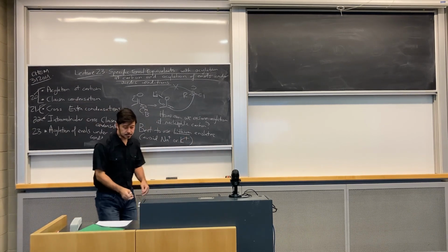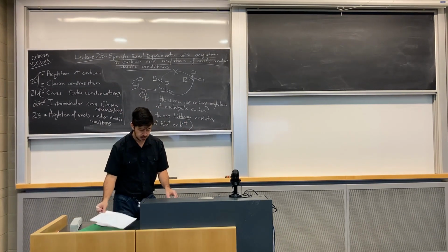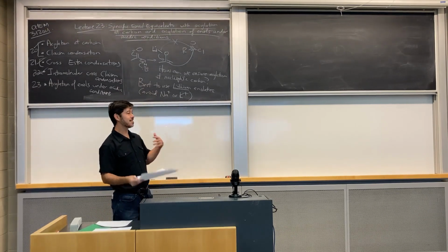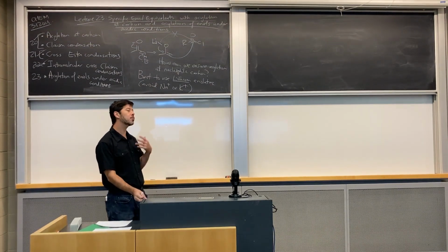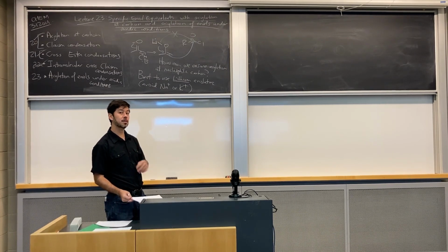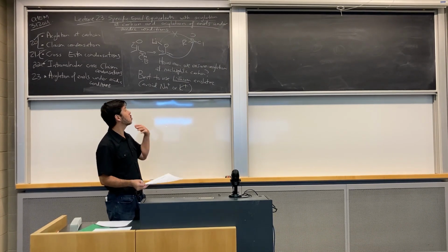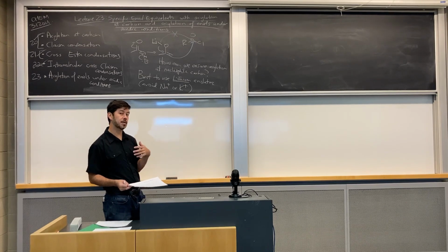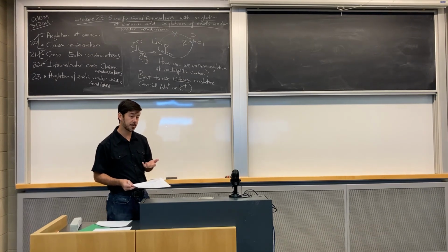Okay, very good. Like I said, it's not super reliable, so a more reliable approach in using specific enol equivalents involves using a weaker nucleophile. This would be an enamine, which we learned about already. So let's go through that.